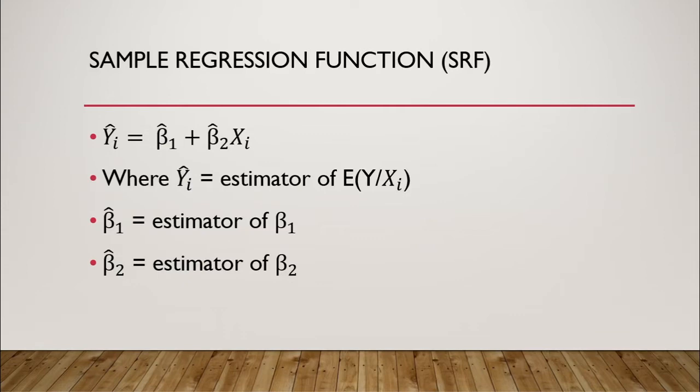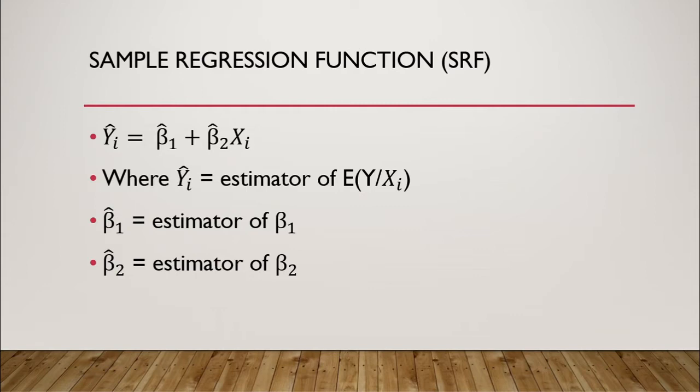So this is the equation which represents the sample regression function. Y hat is equal to beta 1 hat plus beta 2 hat xi. Here, this should be read as yi hat or yi cap. Yi hat is equal to beta 1 hat plus beta 2 hat xi, where yi hat is an estimator of the expected value of y for a given value of xi.